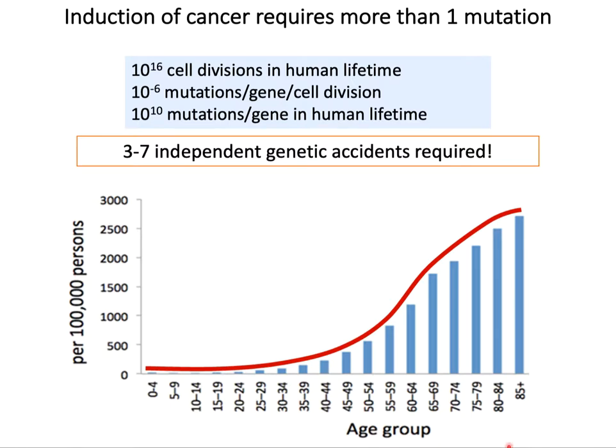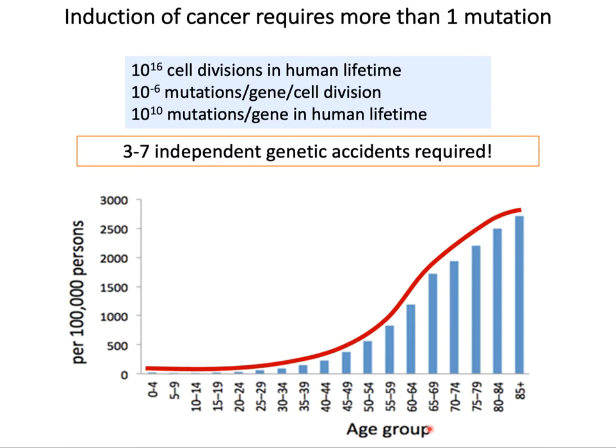So now let me show you some numbers that I think you will find interesting. In the lifetime of a human, there will be about 10 to the power 16 cell divisions. And the normal mutation rate is about 10 to the power negative 6 mutations per gene per cell division. And this is in the absence of any kind of pollutant or carcinogen. The mutation rate is dictated by the limits of the error rate of the DNA replication machinery. So these numbers are in the absence of carcinogens or mutagens in the environment.